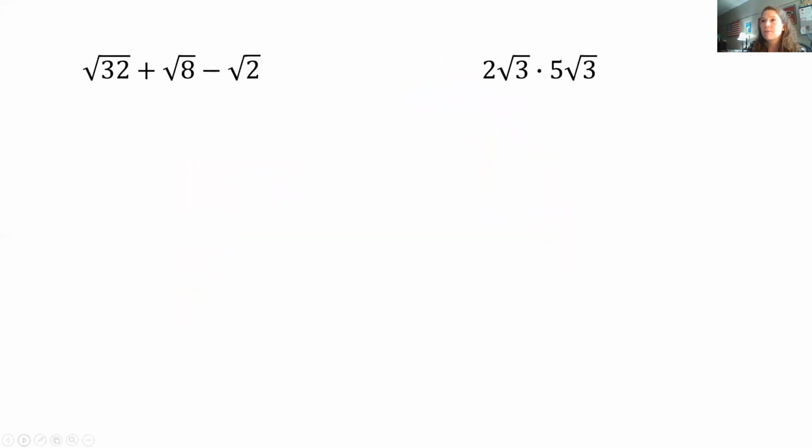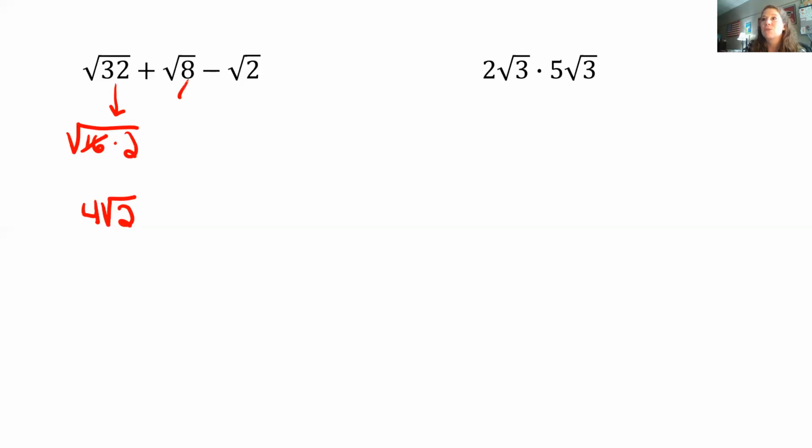So how does that help me with addition problems like the one here on the screen? Well, if I can make those radicals match, that means I can add some numbers together. So the first thing we're going to do is think of 32, and I think we already did 32, didn't we? We did 16 times 2. Well, 16 is a perfect square. The square root of 16 is 4. So this would be 4 square roots of 2. So 32 is 4 square roots of 2.